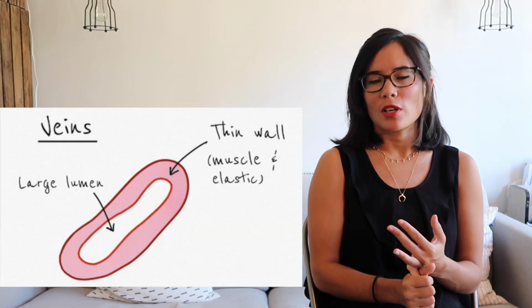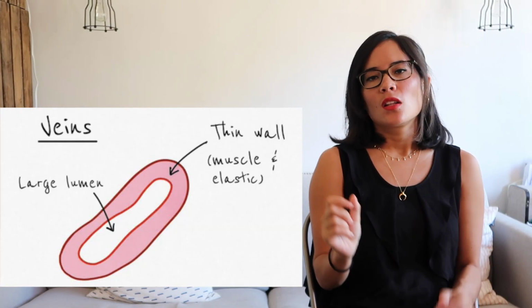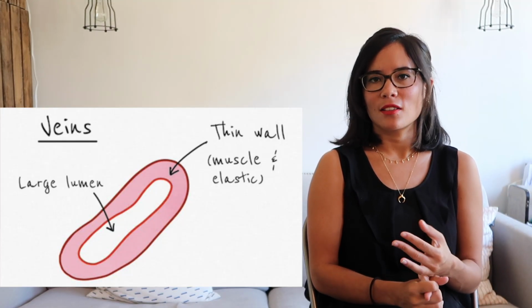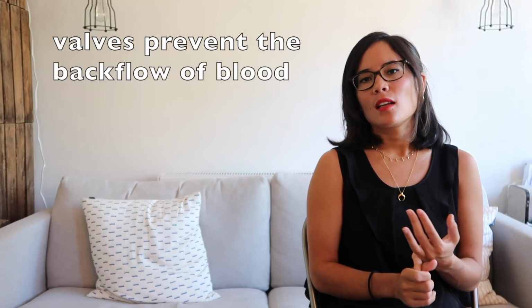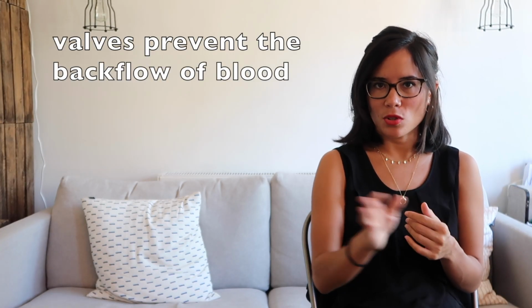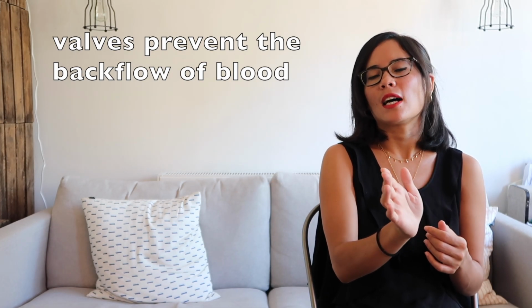Looking at veins now, in veins blood travels at a much lower pressure. This is because veins have a much wider lumen. The walls therefore need to be much thinner, so they have thin muscle and elastic fibre walls. They contain valves, and these valves prevent the backflow of blood, because that blood sometimes travels so slowly it's liable to start backing up. We don't want that to happen, so the valves force it to move on in the right direction.